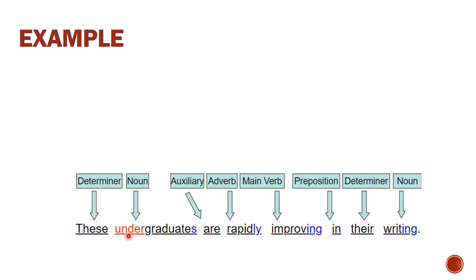For example, here under is a morpheme with graduate. Graduate is the main word, but under makes it a kind of a prefix. Then we use the S morpheme over here to add plurality. It becomes a plural. Then you see rapid and ly. We see that the main or the root word is rapid, but ly makes it a different part of speech. Then improve and ing, and then write and ing. So when we do something to the word, either we add something before it or after it, it becomes a morpheme. See?